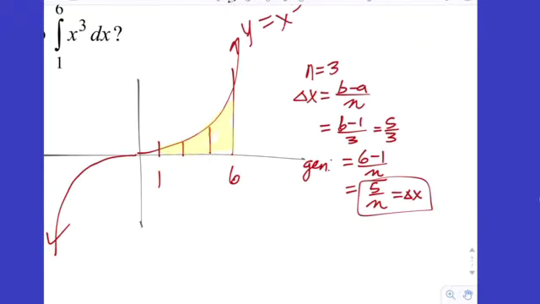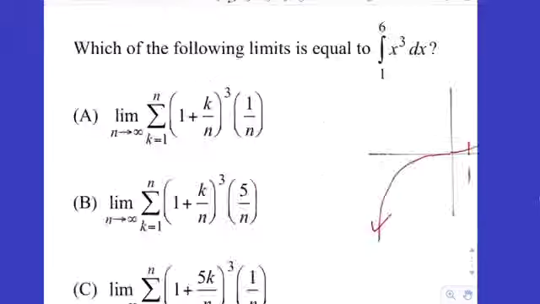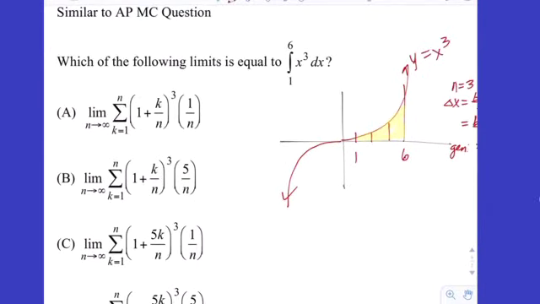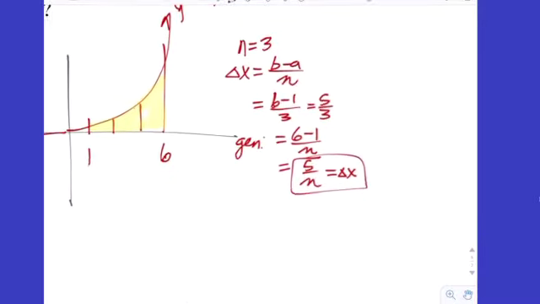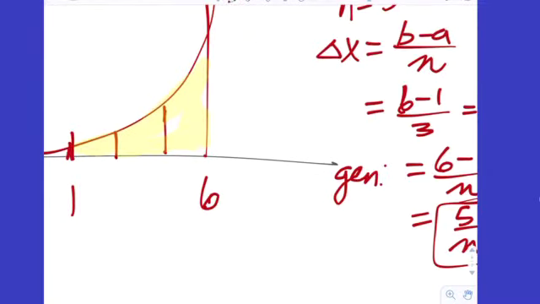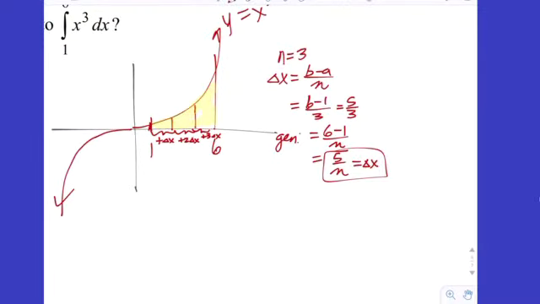Because we don't really want to use n equaling 3. We want n to go to infinity. Remember, the more rectangles we use, the closer the approximation becomes the actual. So now I know that if this is my starting value, there's 1. This one is plus a delta x away. This one is plus 2 delta x's away. This next one will be plus 3 delta x's away. So let's go ahead and set it up.